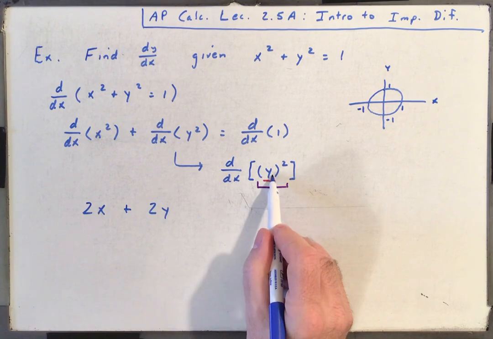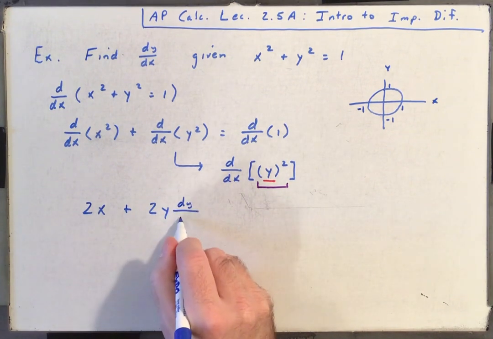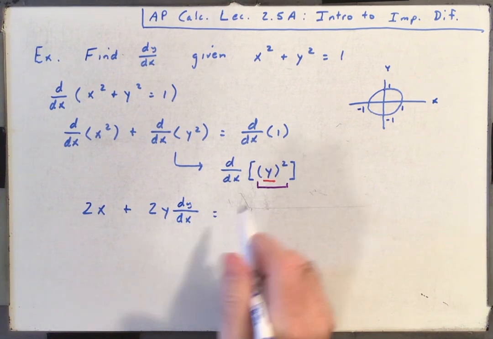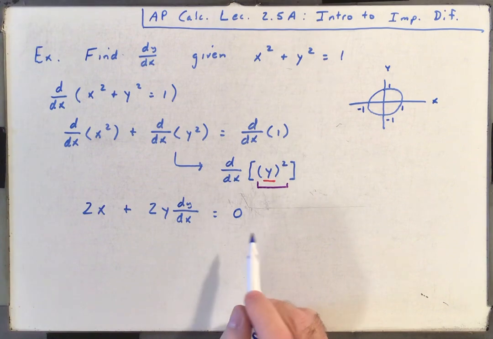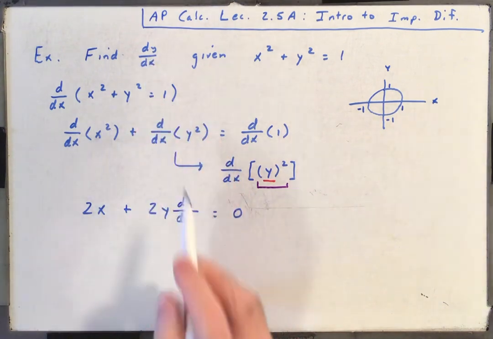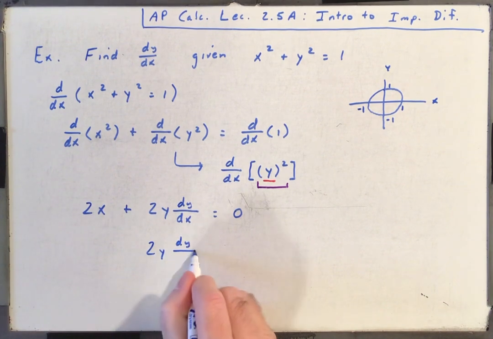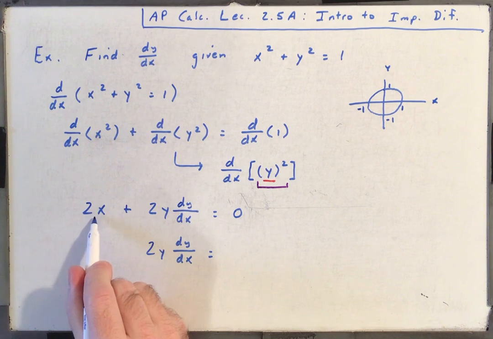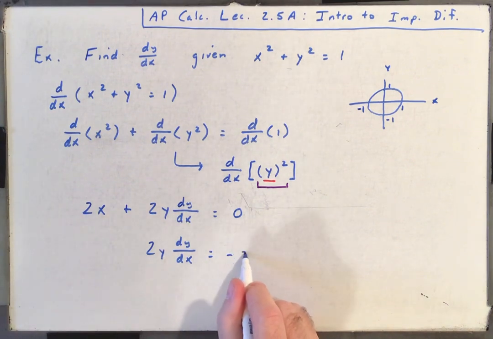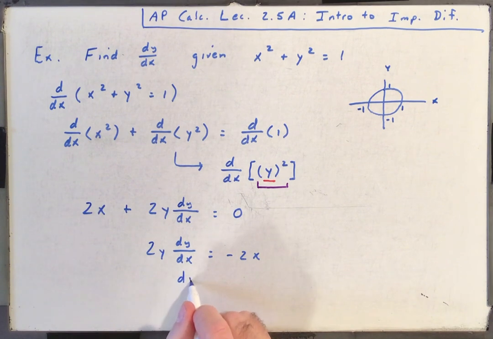So we've got the outer function, it's 2y, that times the derivative of the inner function. Well, what's the derivative of y with respect to x? It's dy dx. And then the derivative of a constant is 0. Now we're trying to solve for dy dx, so we want to have all the dy dx terms on one side. We'll put them on the left. And let's move this 2x over to the right. So we make it negative and move it to the right. And now we're going to solve for dy dx.